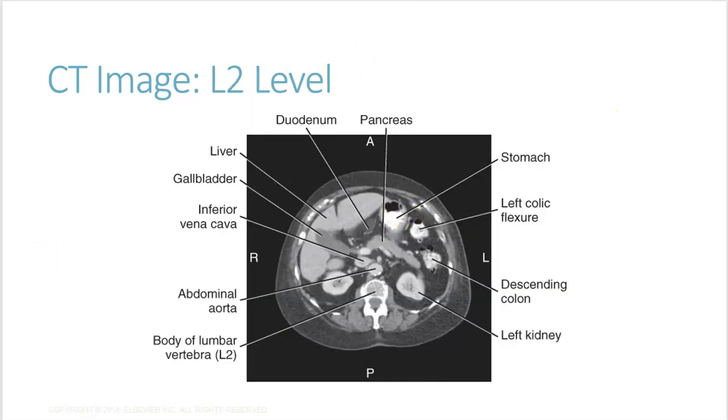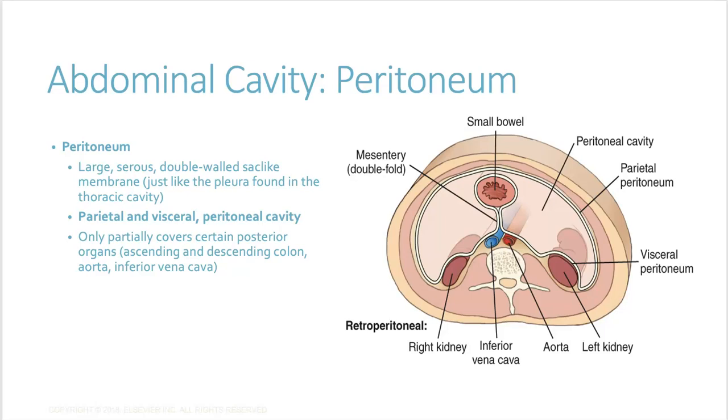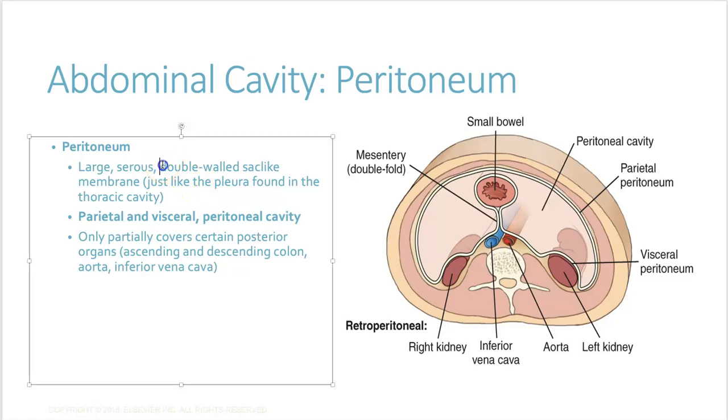Another cross-sectional image, and we won't go over it too much right now. So in the abdominal cavity, what we have is the peritoneum. So the peritoneum is very much like the pleural cavity of the chest, only now it's in the abdomen, and it only covers certain organs. Some are outside of that cavity, and some are outside of it and below it. So here it shows the peritoneal cavity, and the peritoneum itself is double-walled, sac-like, just like the pleura.